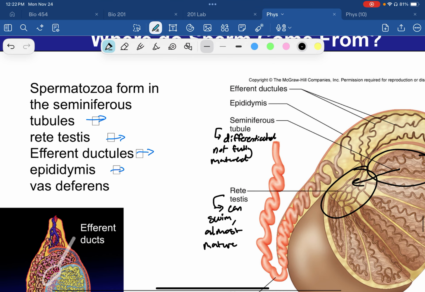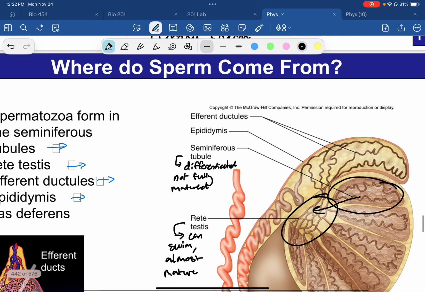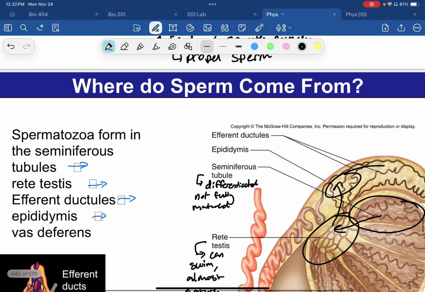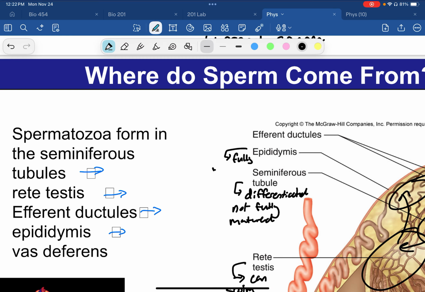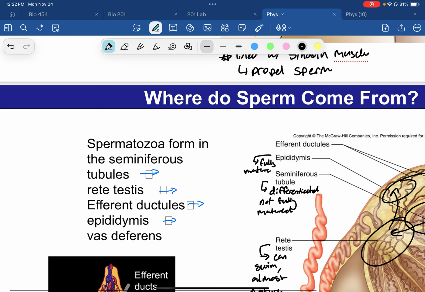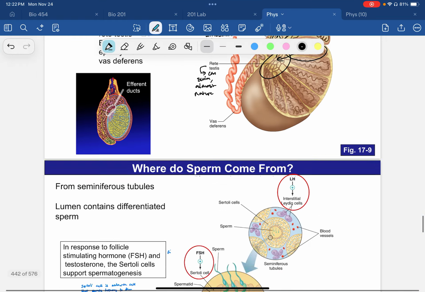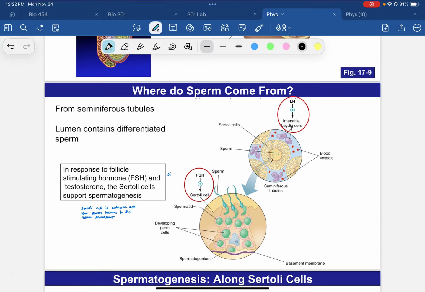And then up here at the epididymis, they move out into the epididymis, and that's where they are fully mature now. And so here is a good pathway. They form in the seminiferous tubules, go to the rete testis, go to the efferent ductules, the epididymis, and then the vas deferens.